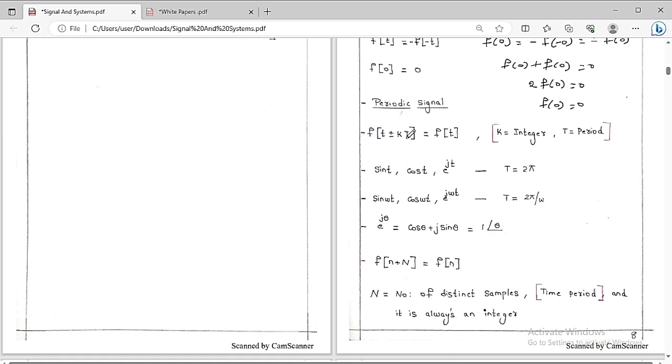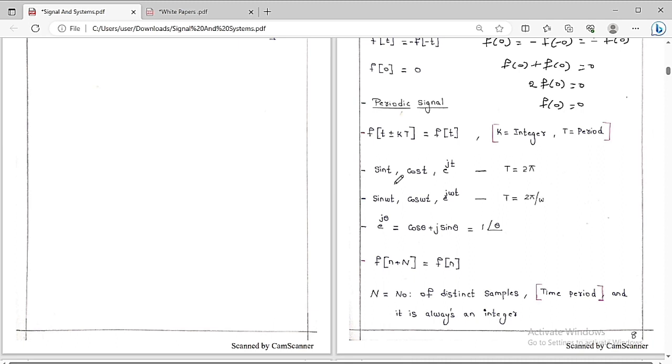So let's go for the different things here. You can see for sin t, for cos t and e to the power of jt, the time period T is equal to 2 pi. So for sin t, what's the time period? 2 pi. For cos t, the time period is 2 pi, and for e to the power of jt, the time period is 2 pi.